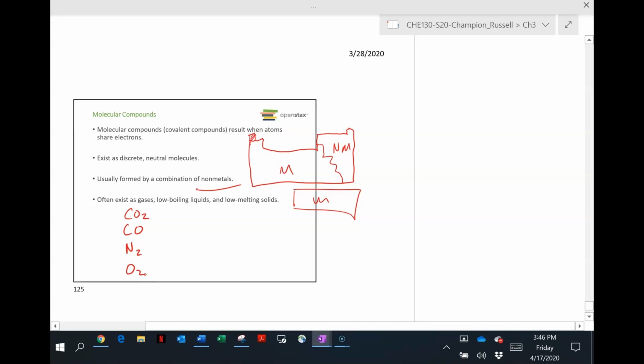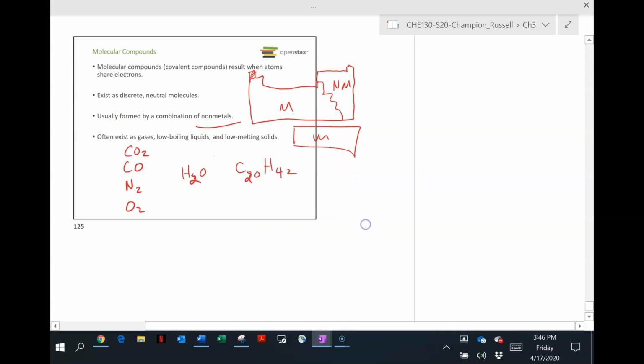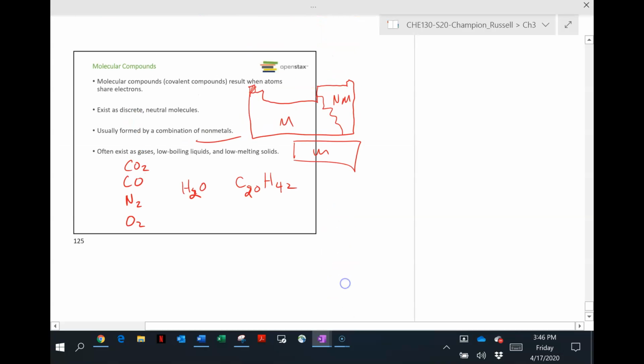Some are low boiling liquids. H2O is not really a low boiling liquid, but it certainly is a covalently bonded liquid. Low melting solids might be something like C20H42, for example, which is a waxlike low melting solid. Those again are all nonmetal compounds. Later on, you'll get into quite a bit about how to describe the bonding and the structures of those, but that's more of a Chem 131 topic than a Chem 130 topic.